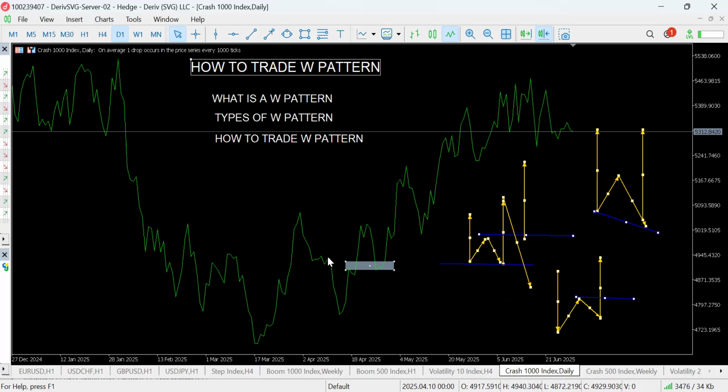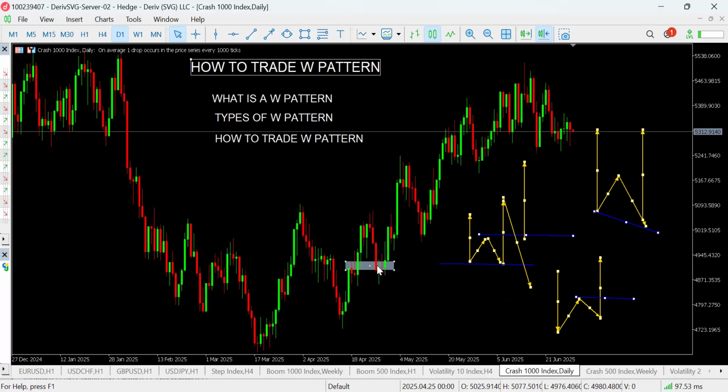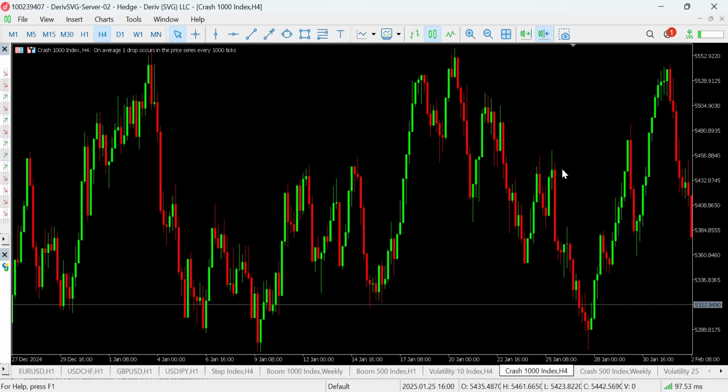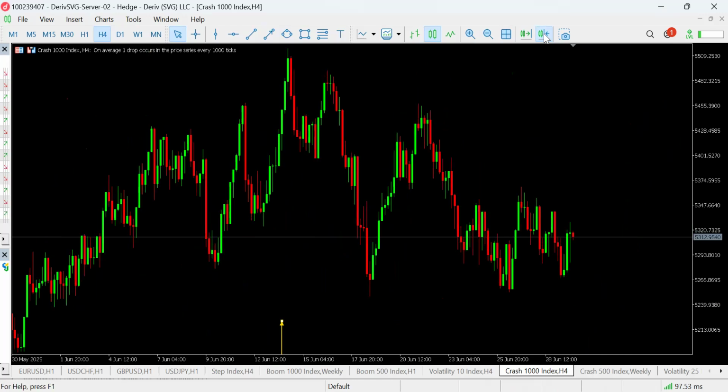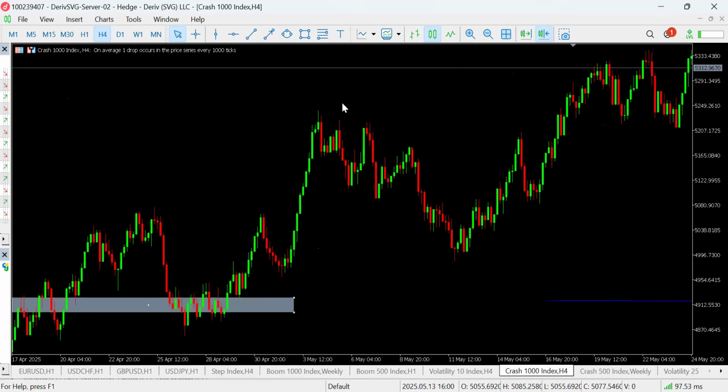So we can see that this is a variation of the W pattern in which we had a low, we had a lower high, and instead of coming to form a double bottom, we ended up going upward. So I would have simply mapped this and gone back towards the candlestick. Then let's go to the H4 time frame. Let's look for what we'll map.